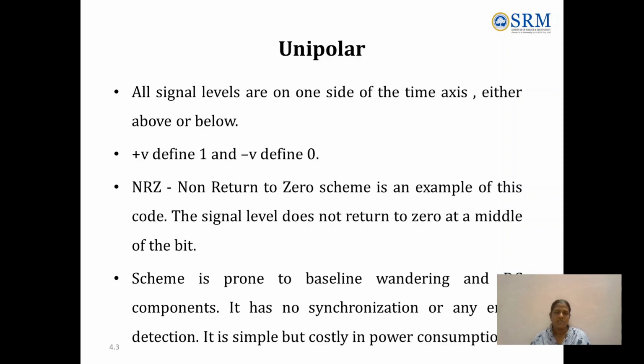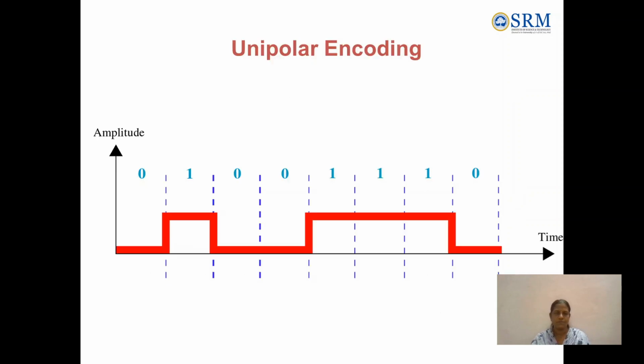But this scheme is prone to baseline wandering and DC component. It does not have synchronization or any error detection techniques. It is simple to implement, but it is costly in terms of power consumption. So, coming to unipolar encoding.